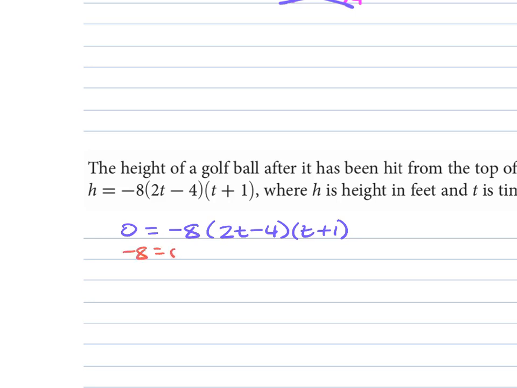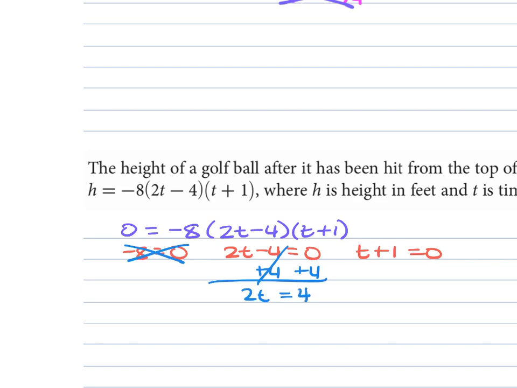We're going to have negative 8 is equal to 0, 2t minus 4 is equal to 0, and t plus 1 is equal to 0. Then negative 8 is not equal to 0. We're going to add the 4 and then divide it by the 2. And get that t is equal to 2. This is a solution. And then with the 1, we would subtract it from each side. I get t is equal to negative 1, but it cannot equal a negative number, so we're not going to work with that one. So it's just 2 seconds. That is our answer.